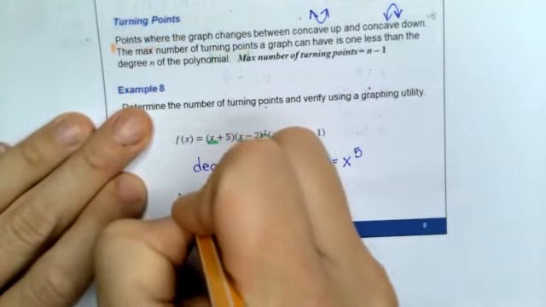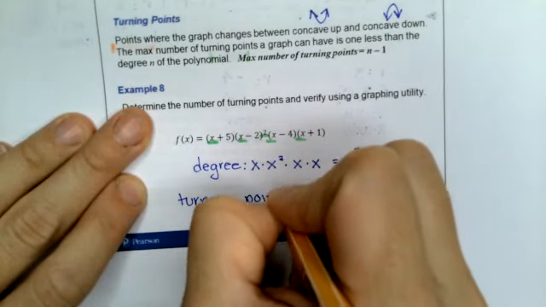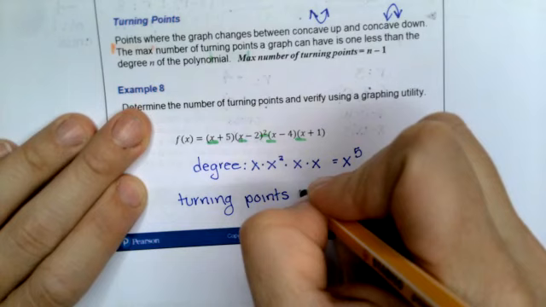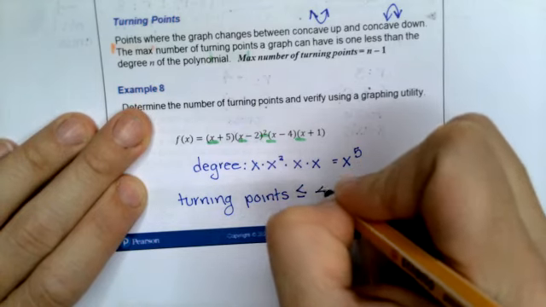So our turning points is, let's see, less than, right? It could be the max number. So it could be less than or equal to 4.